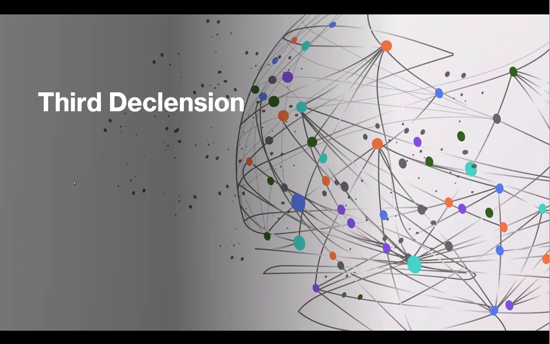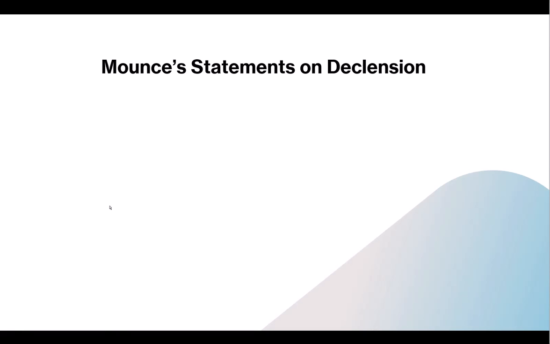We are going to take a look at third declension. Third declension applies to nouns, adjectives, and participles, and it's going to be very important for participles, as we'll see. We've already covered first and second declension. Mounce has a summary statement on declensions in section 6.7 of his textbook.